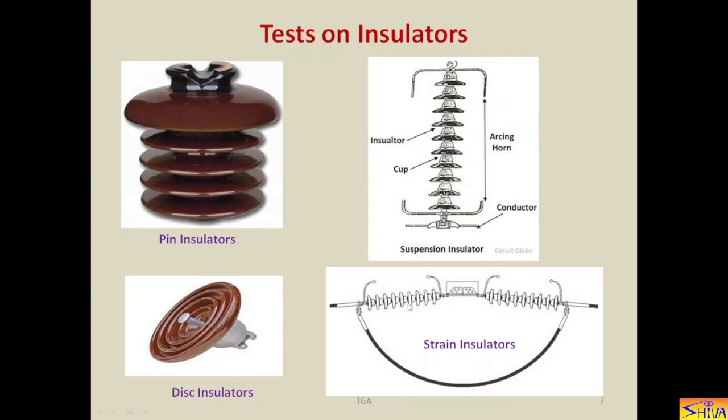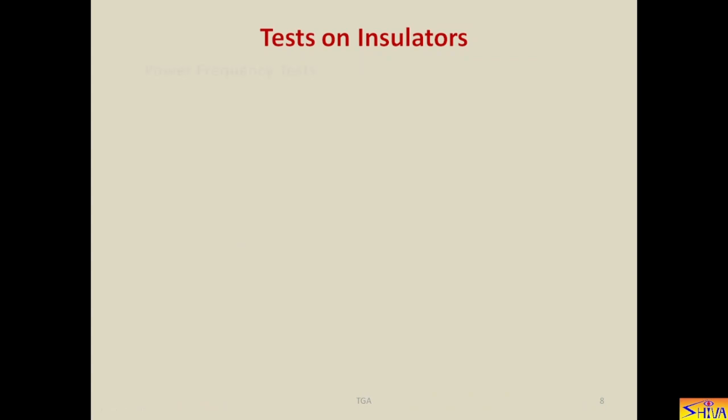When this arrangement is connected in horizontal position, that is called as strain of the insulator, and this is used at the termination of the line or when line is turning. So here also there are individual discs, and the strain is protected by means of lightning arresters like this and like this. This is the jumper connecting the high voltage conductor of this side to the high voltage conductor of this side. Now let us see what are the different tests which are performed on insulators.